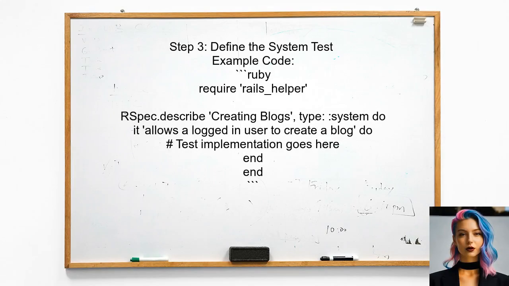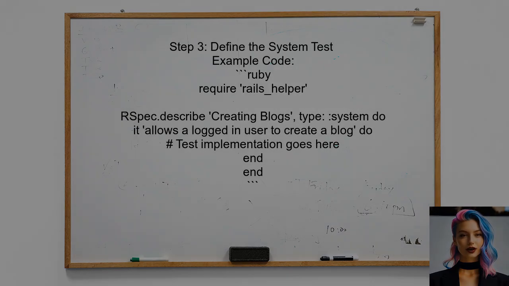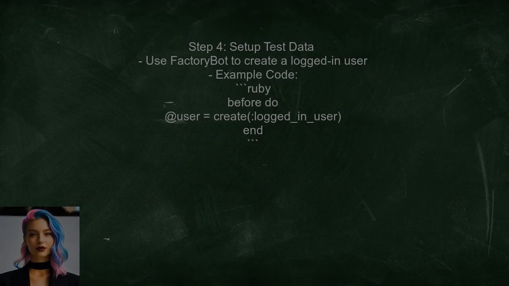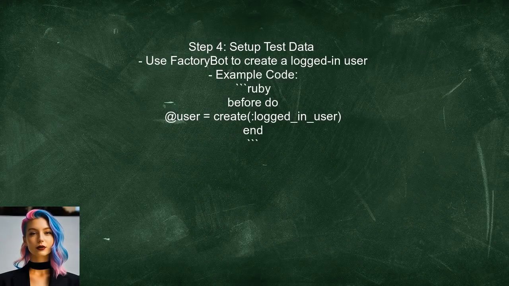In this new test file, the user should define their system test using RSpec syntax. They can start by requiring the necessary Rails helper and then defining the feature they want to test. The user should also ensure that they have the necessary setup for their tests. This includes creating any required data using FactoryBot and ensuring the user is logged in before running the test.